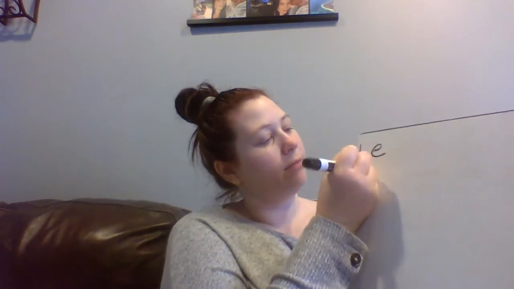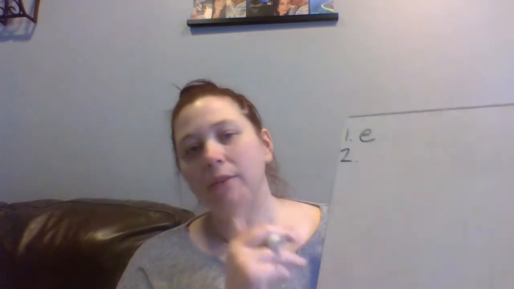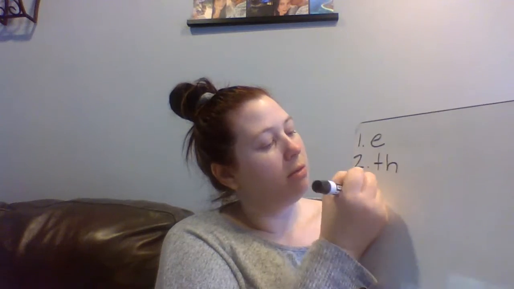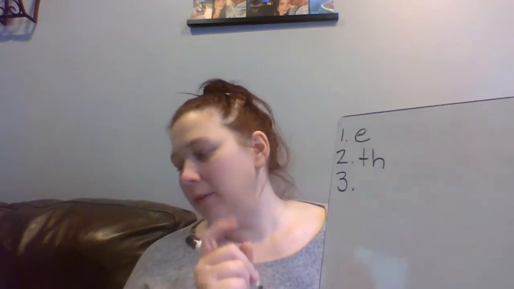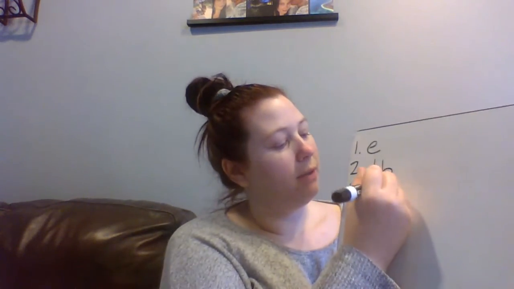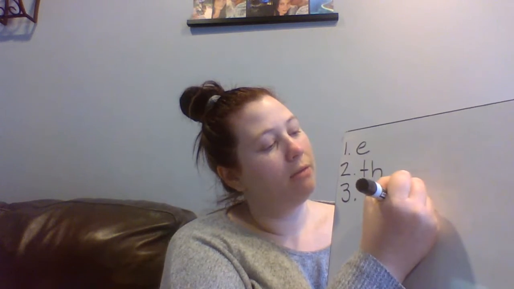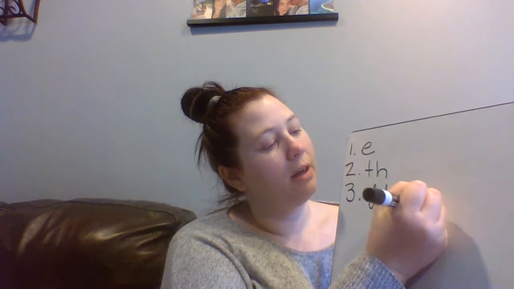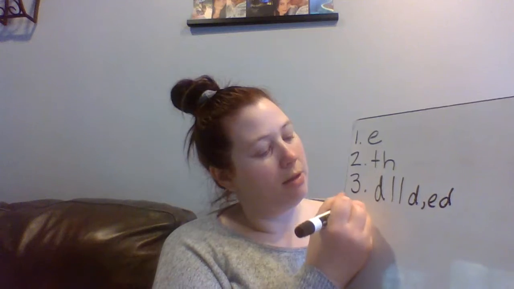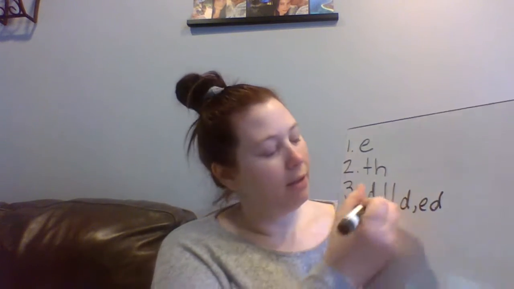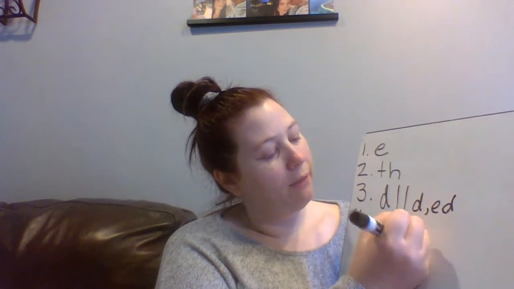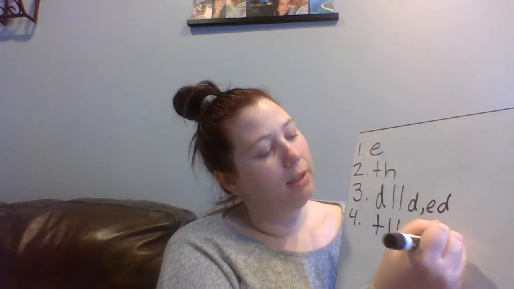Number 1 is eh. It's just going to be E. Number 2 is th. Th. Number 3 is d. So we have D, or as a final sound, D, comma, E, D. Number 4, we have T. So we have T, or as a final sound, T, comma, E, D.